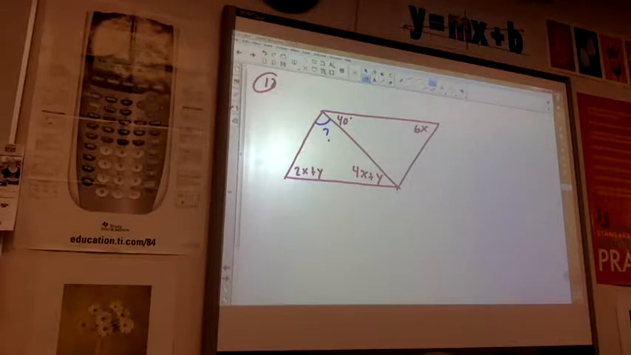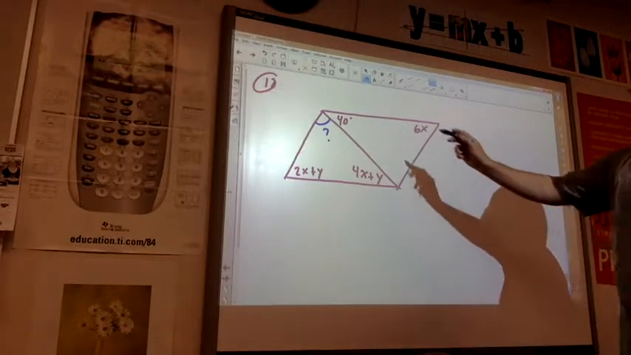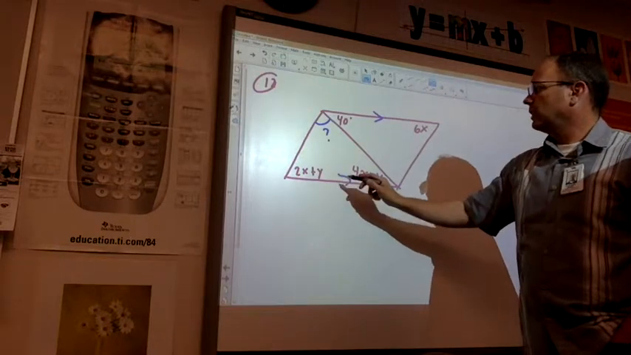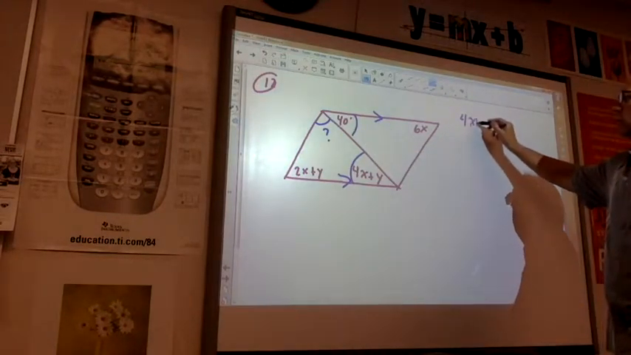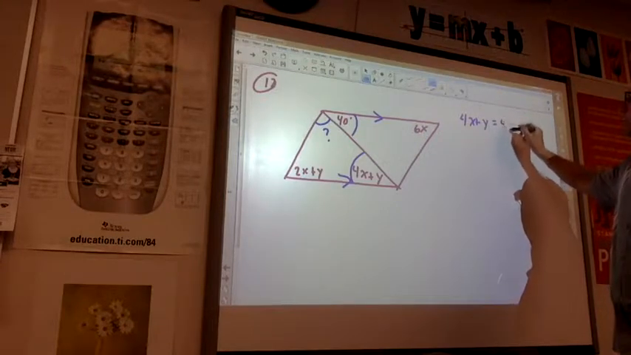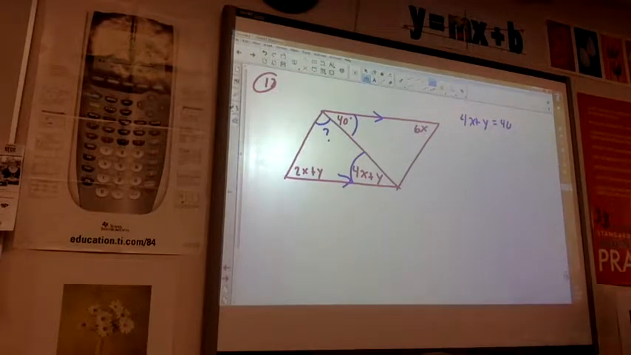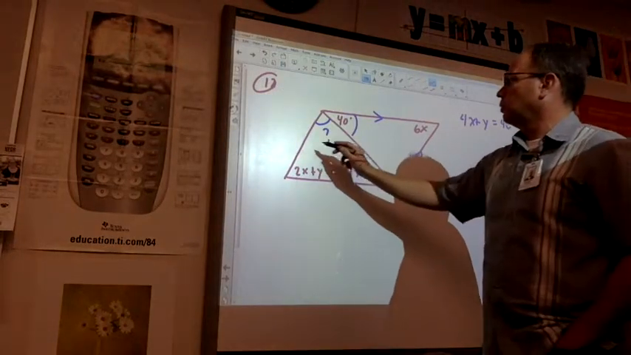Opposite sides are parallel. Okay, so I'll go with this. If that's the case, that means that this has to equal this. Do you agree? Yes, because those are alternate interior angles. Is there enough information to solve that? No. And I know that these are parallel as well.